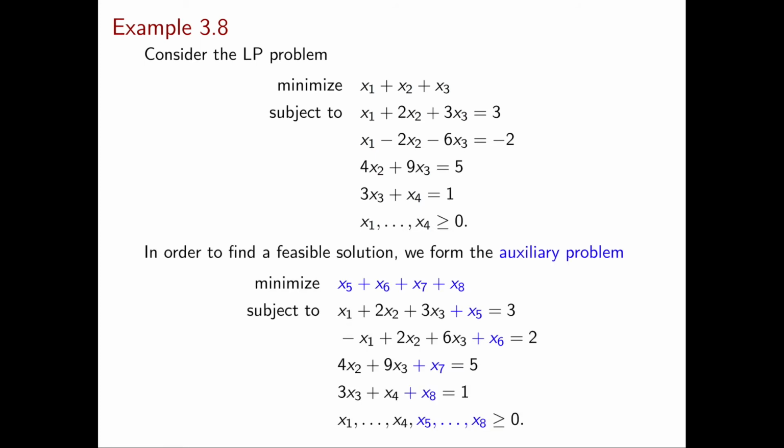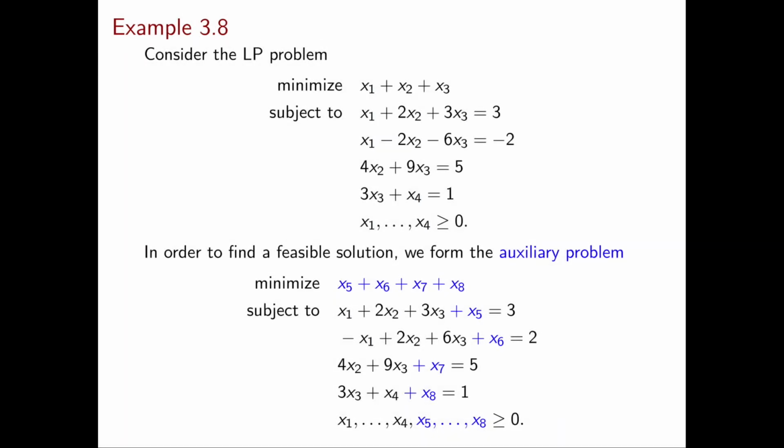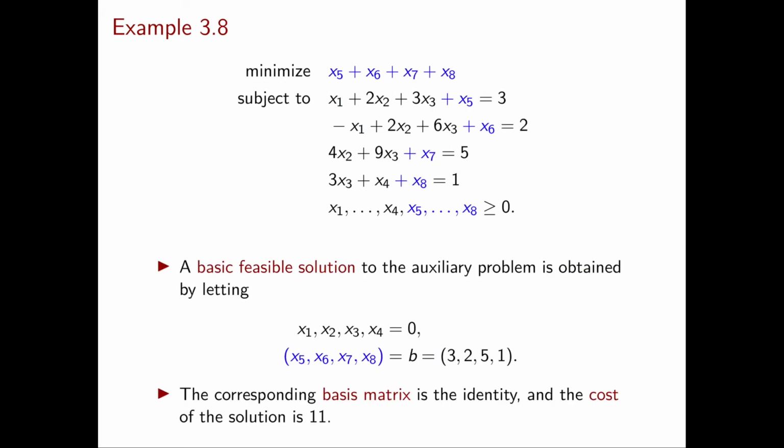In the auxiliary problem, we add one slack variable per constraint. So in the first one, we have plus x5, then plus x6, plus x7, and plus x8. And all these slack variables are greater than or equal to 0. We trash our original objective function and instead we minimize the sum of all the slack variables. Also in this example, I always highlight the auxiliary variables in blue so that we don't get confused. So let us now focus on our auxiliary problem.